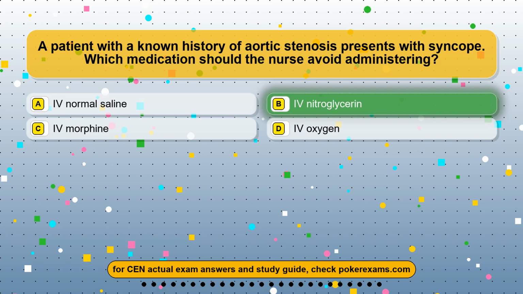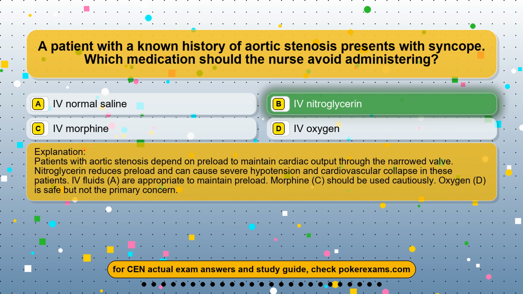The correct answer is option B, IV nitroglycerin. Patients with aortic stenosis depend on preload to maintain cardiac output through the narrowed valve. Nitroglycerin reduces preload and can cause severe hypotension and cardiovascular collapse in these patients. IV fluids, A, are appropriate to maintain preload. Morphine, C, should be used cautiously. Oxygen, D, is safe but not the primary concern.